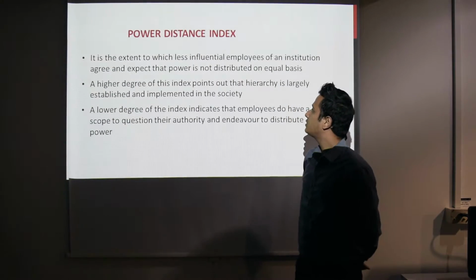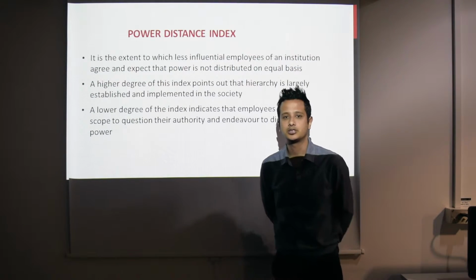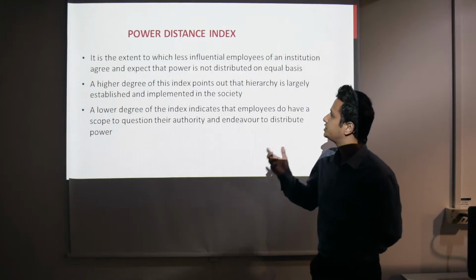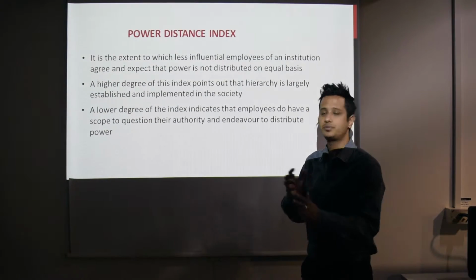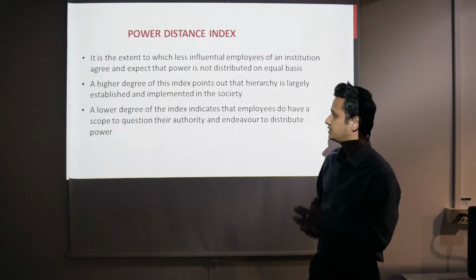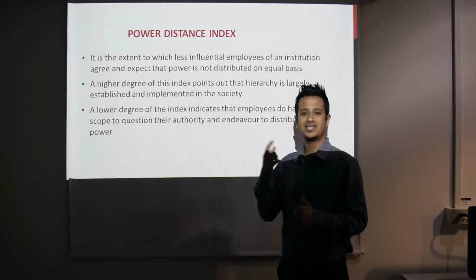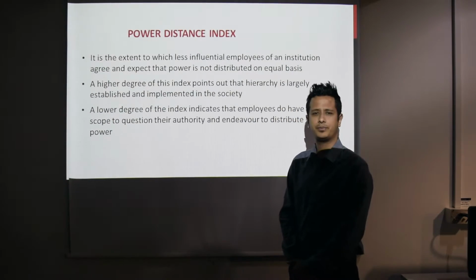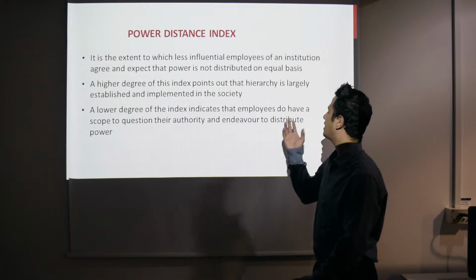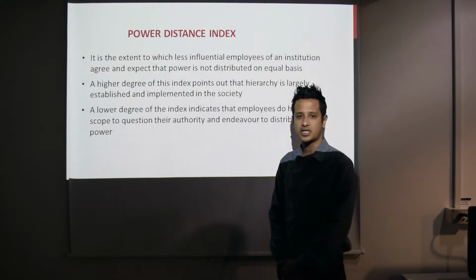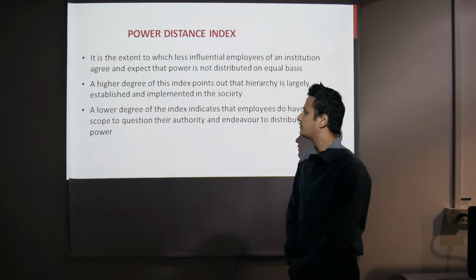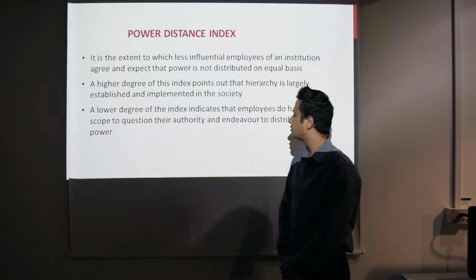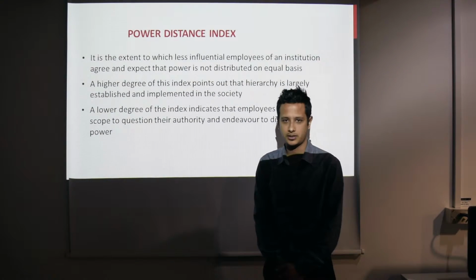So, power distance index. It is the extent to which less influential employees of an institution accept and expect that power is not distributed equally. We basically have two degrees, one is higher and the other is lower. The higher degree indicates that hierarchy is largely established and implemented in society, whereas the lower degree of the index indicates that employees have scope to question the authority and endeavor to distribute the power.